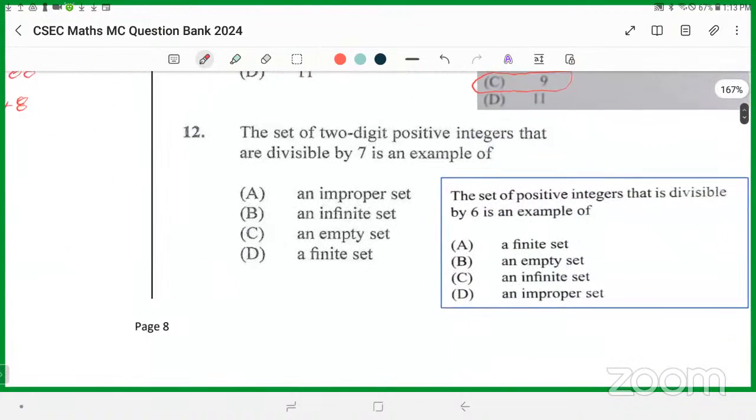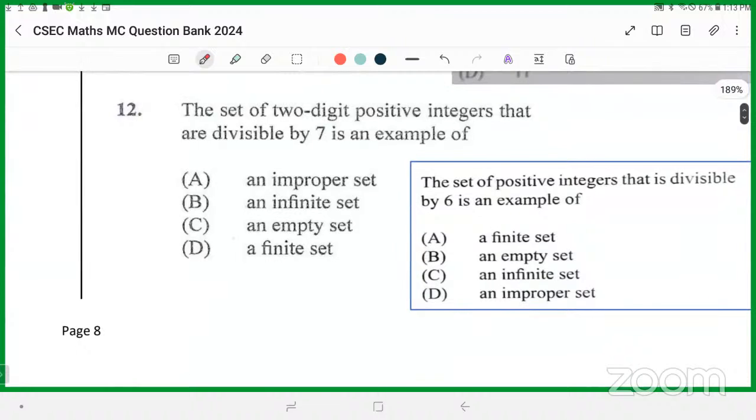This one says, the set of 2-digit positive integers that is divisible by 7 is an example of: improper set, infinite set, empty set, finite set. What's an infinite set? An infinite set is one that never ends. It goes on and on and on forever. Like if I said the multiples of 2. Multiples of 2 go on and on and on forever and ever. Amen. That's an infinite set.